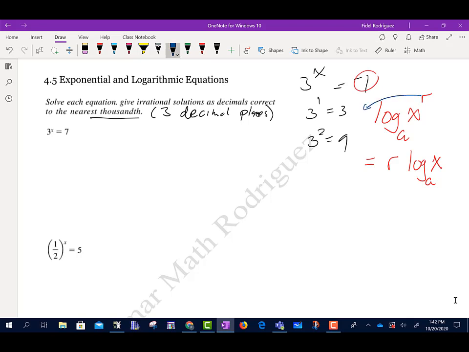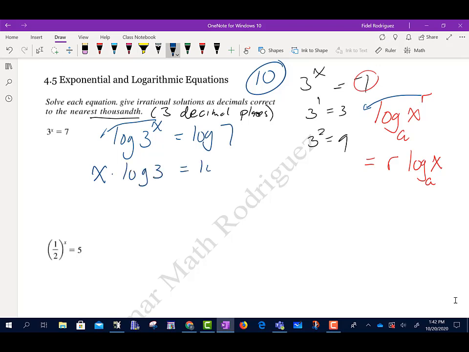So the reason I'm going to do that, even though I don't see any logarithms in my problem, is we're going to take the logarithm on both sides. I'm using the common logarithm because I'm not writing the base, so that means the base is the number 10. Now this exponent is going to move down to the front. So I'm going to have x times the log of 3 is equal to the log of 7. Now I can just divide both sides by the log of 3, okay?